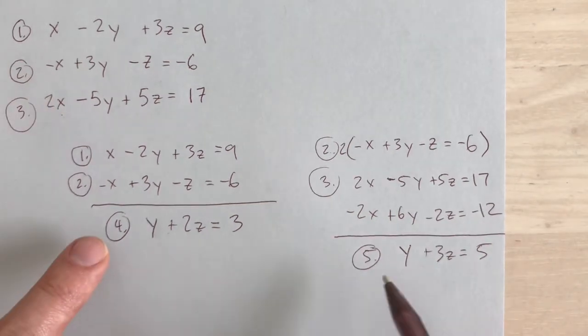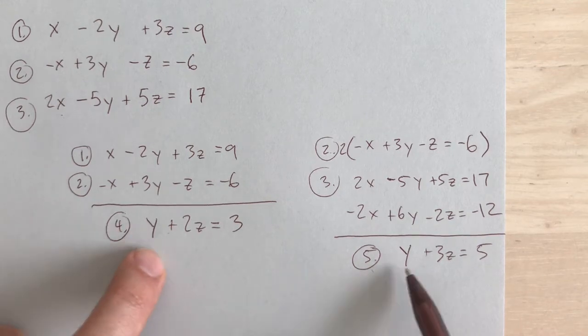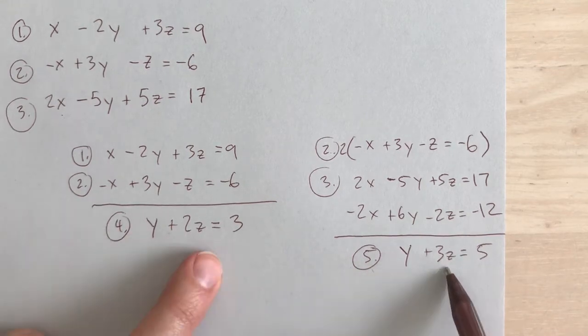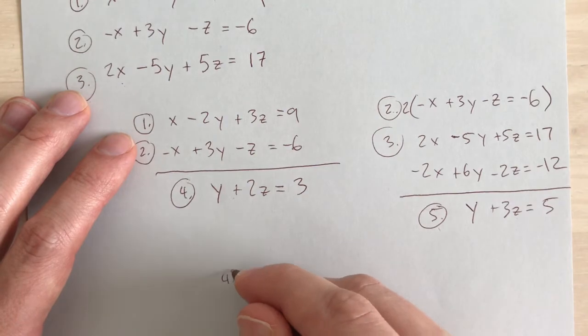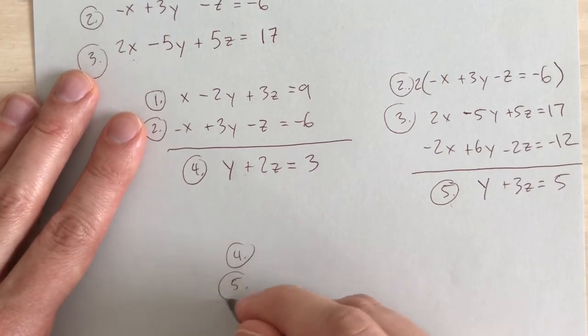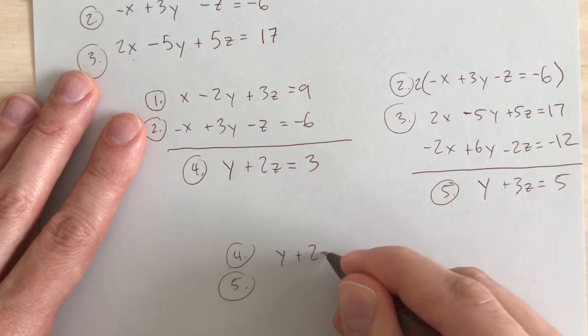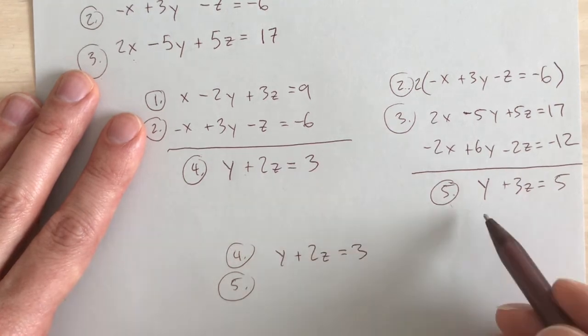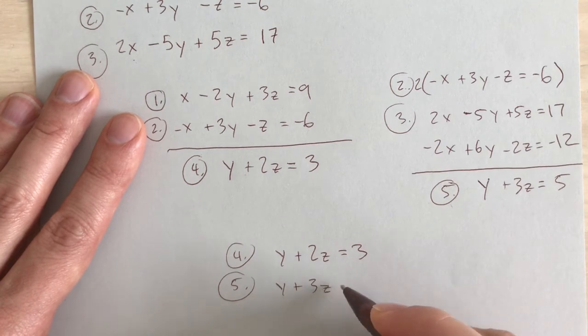So I have two new equations, equation 4 and equation 5. What's nice is that there are two of them, and they have just two variables. This is exactly the type of problem you were solving yesterday in the attendance task. So that's what we're going to do now. We're going to take equations 4 and 5 and solve for those two variables. So y plus 2z equals 3, and equation 5 is y plus 3z equals 5.